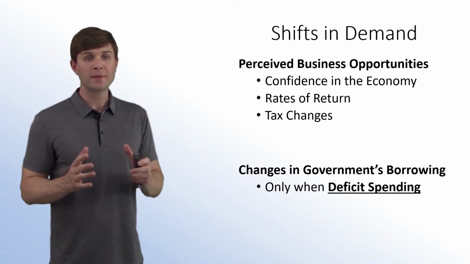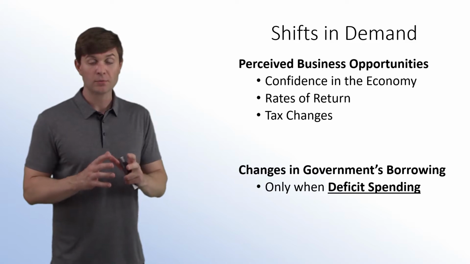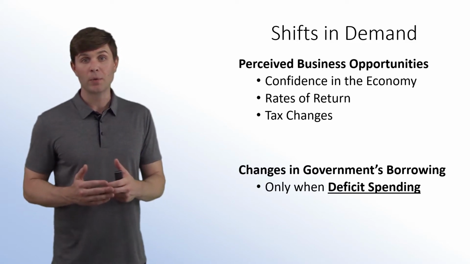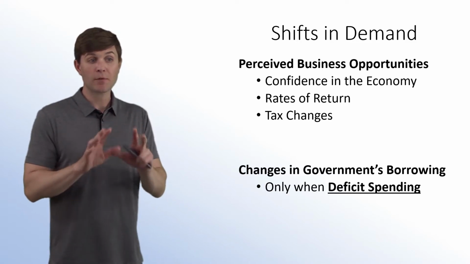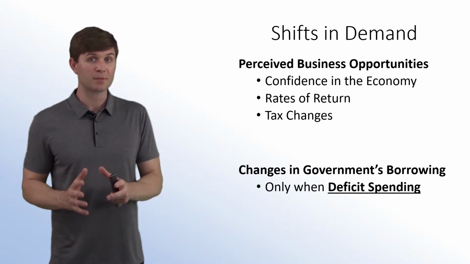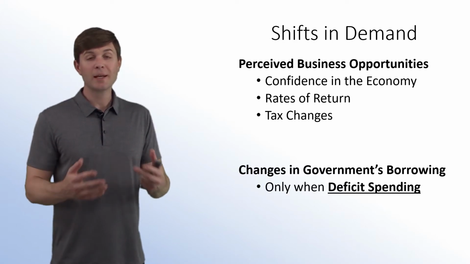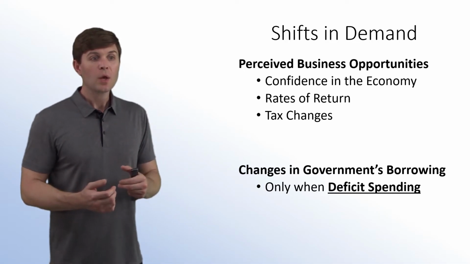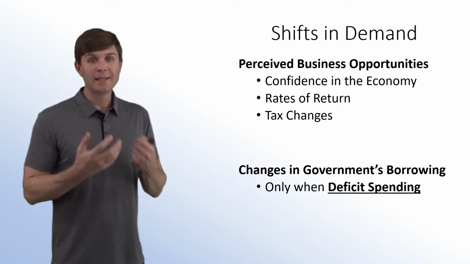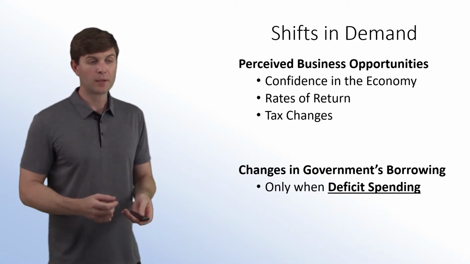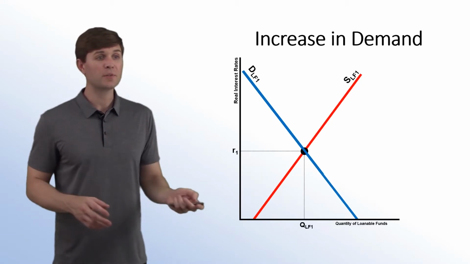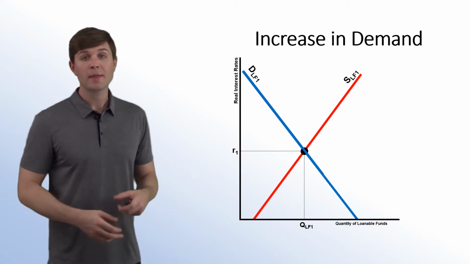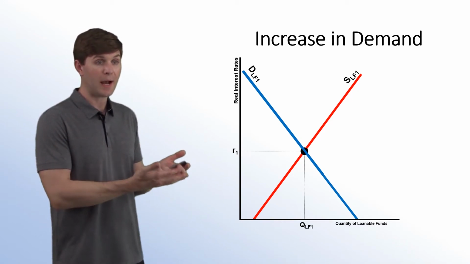Now, the other big thing that does shift the demand curve for loanable funds is government borrowing. Or government spending, but only when it's deficit spending. All right. When the government has a surplus and they're spending, it isn't changing the demand for loanable funds. When they're borrowing money to spend, it is changing the demand for loanable funds. All right. So an increase in demand is a right shift of the demand curve. This is making the real interest rate higher.